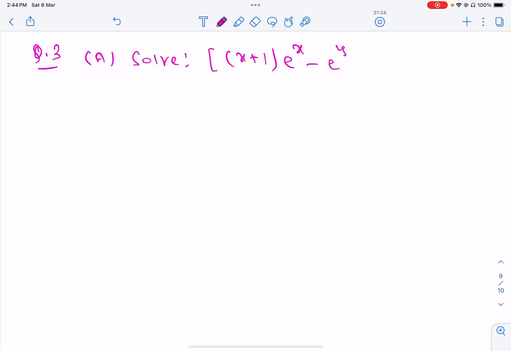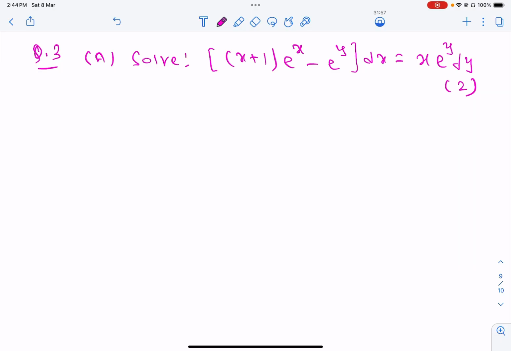Let us solve question 3.A. Solve (x plus 1) e power x minus e power y dx equal to x times e power y dy, of 2 marks.